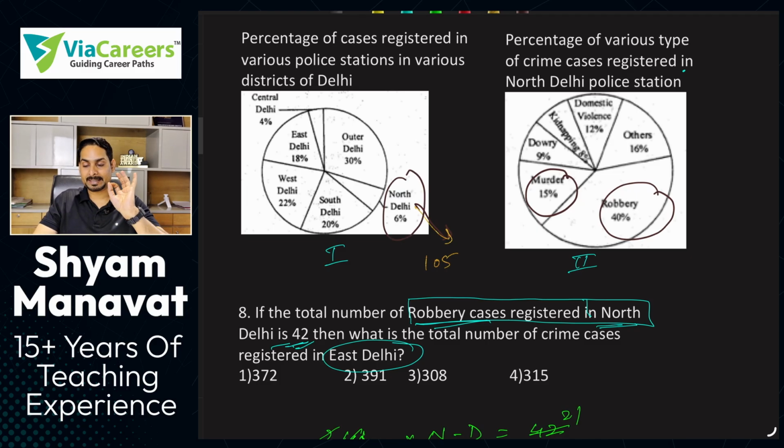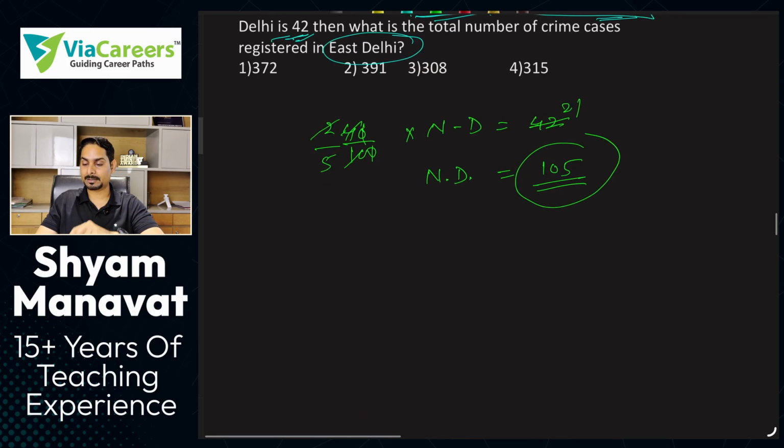Question said calculate for East Delhi. Now, East Delhi is what? 18% of entire Delhi cases, right? So, that means what we have, or what is given to us, is North Delhi, which is equal to 6% of entire Delhi cases.